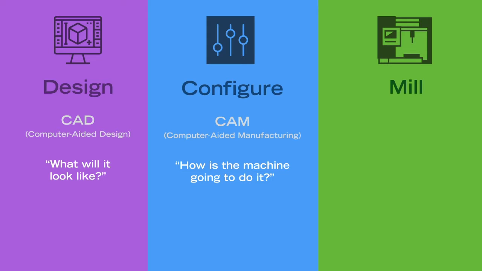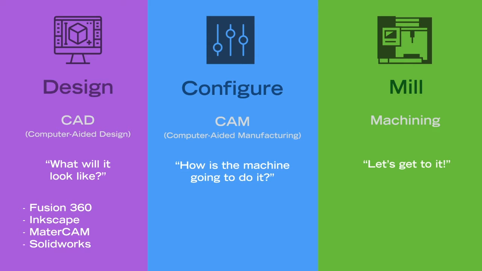There's a whole world of stuff within that, which we will get into. But the general idea is that there's going to be this phase where we learn how the machine is going to do it. And then there's the machining, which we're going to get to in a second. In terms of the software and the hardware involved, Fusion 360 is a very common piece of software that covers both CAD and CAM. There's also things like Inkscape, which is good for 2D, MasterCam, and SolidWorks.